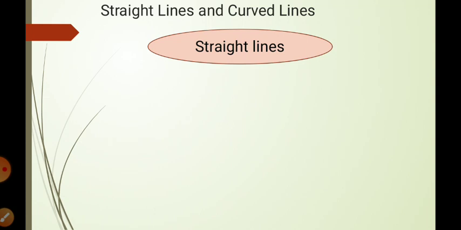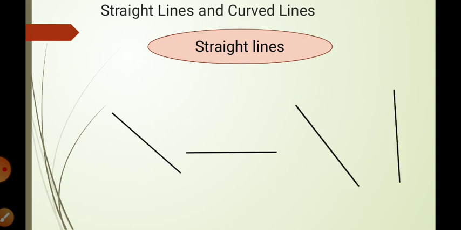What are straight lines? See, here are some lines given in your textbook also. This one is a straight line. Some are standing lines, some are sleeping lines, some are slanting lines. But all lines are straight. So these all are called straight lines.